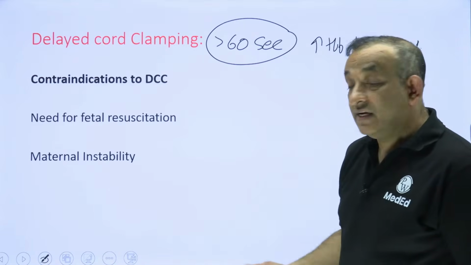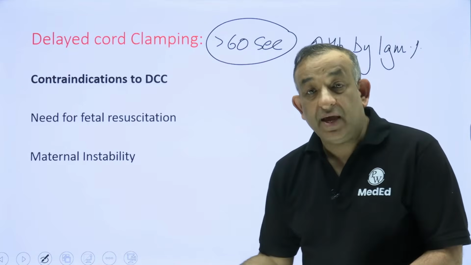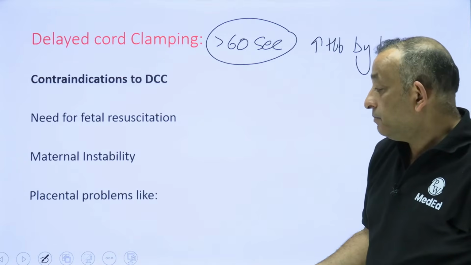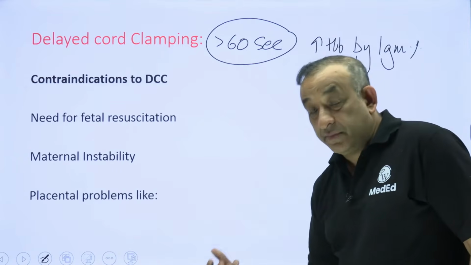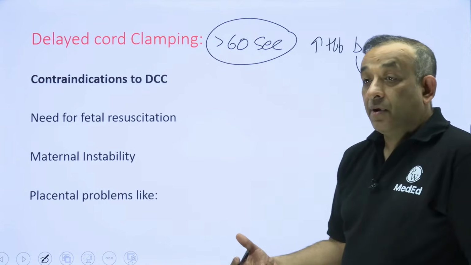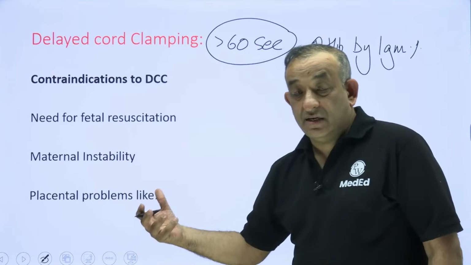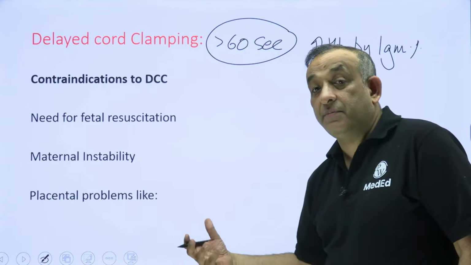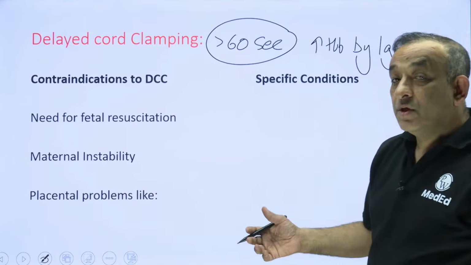Or there is maternal instability. Mother is sick and we cannot wait with the baby hanging from the mother. Or there are placental problems, like there's a vasa previa which had bled and now the baby has come out. Or there was a case of an abruption, or there was a retained placenta. There is a problem that the placenta might be bleeding because of the abnormal types of placenta. So that's why you don't want to wait.